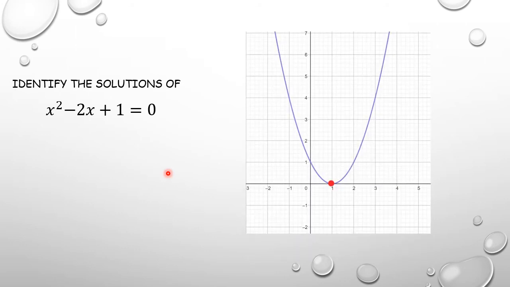Another example. Identify the solutions of x² - 2x + 1 = 0. This is the graph for this equation. I have only one point of intersection with the x-axis, only one x-intercept, which means only one solution, which is 1. x = 1. Again, to check, replace the x by 1, substitute it here. 1² - 2(1) + 1 = 0. If you try any other value, it will not give you a 0.